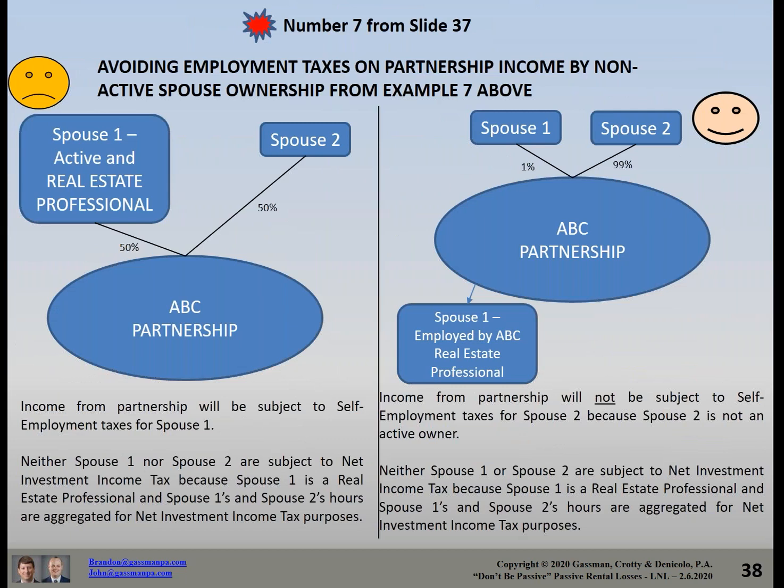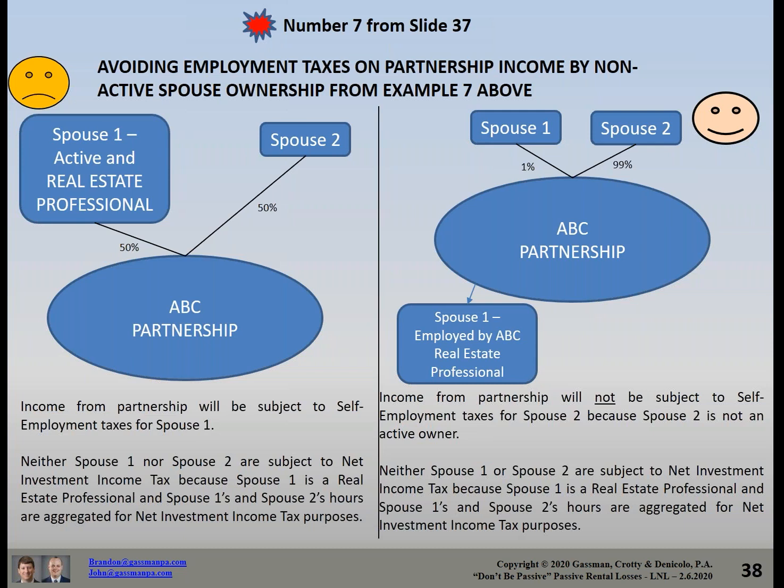Just to show you a couple of examples of that, particularly for real estate, one situation where you can thread the needle is to have one spouse be the active owner and the real estate professional. If you had that work, you would typically have it 50-50 between the spouses. One is the real estate professional and an active owner, and the other spouse is not. Spouse one, who's the active owner, is going to be subject to self-employment taxes. Now, neither spouse one nor spouse two is subject to the net investment income tax, because the active spouse is attributed over to the non-active spouse, and so you're not subject to the net tax.